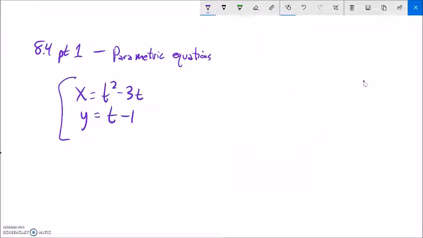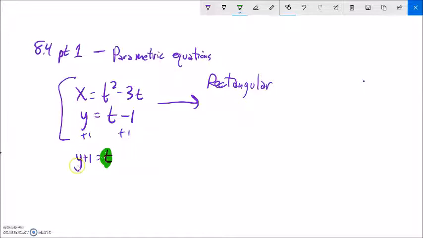So let's take that first parametric equation that we worked with, and then let's try and change it into rectangular. Solve one of the two equations for t, and then substitute it into the other one. So this one looks pretty easy to solve for t. I'm going to add 1 to both sides. T is equal to this. So that means I can replace these t's with that y plus 1.